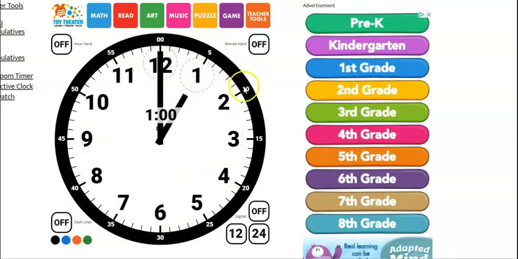Most clocks don't have these little cheat numbers here on the outside. The minute hand is long because it has to reach the whole way to the outside to where these little lines are, these little dashes. Each of these lines on a clock is 1 minute.